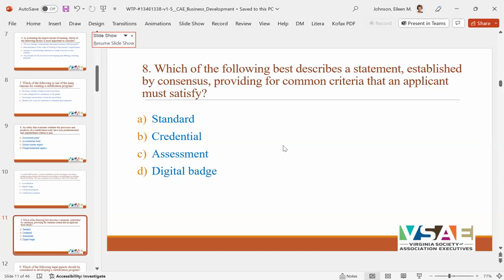I'm going to say B, a credential. You're correct. Why is that? Because we've been talking about credentials. Well, established by consensus means that a group of individuals came together and made it a standard, but then standard didn't seem like it would apply because it's providing a common criteria that an applicant must satisfy. So I'm thinking about a job description, and sometimes they state that you must have this credential or this background. So that's how I ended up with credential. That was good.